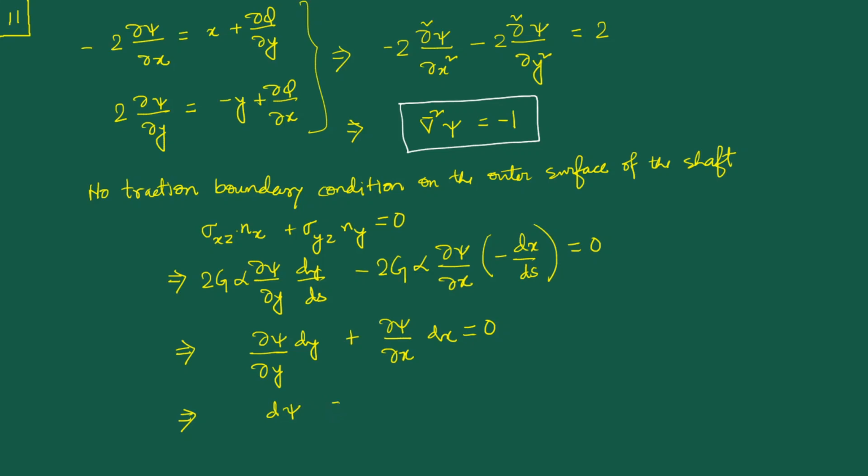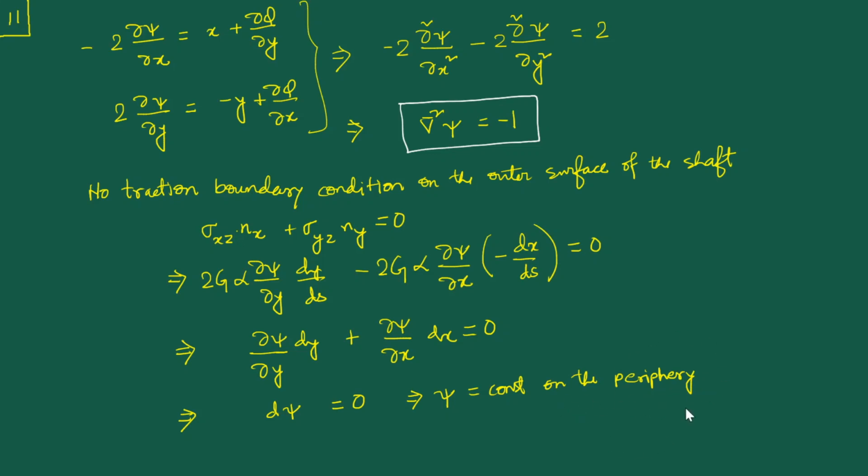and that is nothing but the differential of psi. Okay, so d psi, where psi is a function of both x and y, that gets expanded out using the chain rule as del psi del x dx plus del psi del y dy. So we have just gone the reverse way and written this as the differential of the psi. Okay, and that is equal to 0. What that implies is that the psi is a constant on the periphery of the shaft.